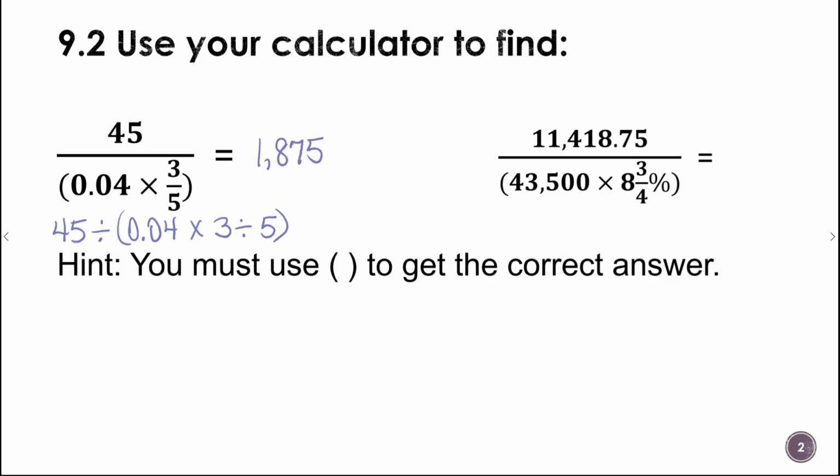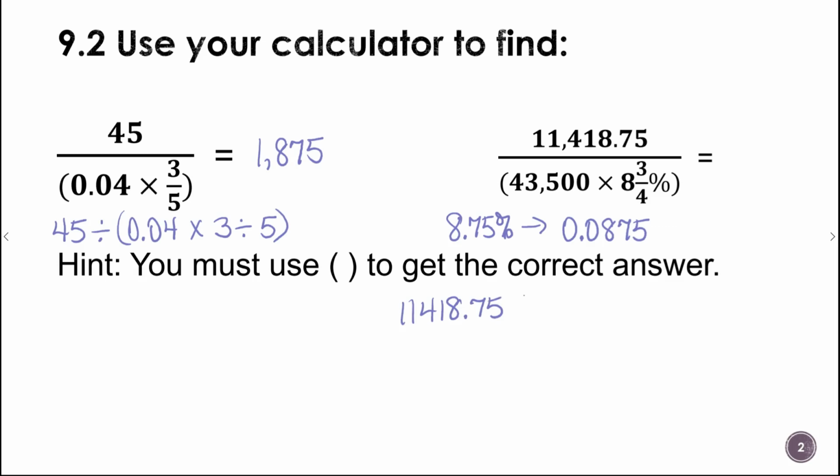So 8 3/4% is 8.75%, and we need to enter this as a decimal number, right? So we're going to enter it as 0.0875 for this calculation. So here's how we enter it on our calculator.